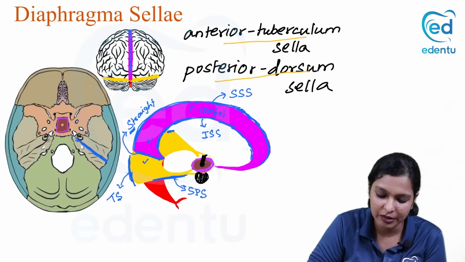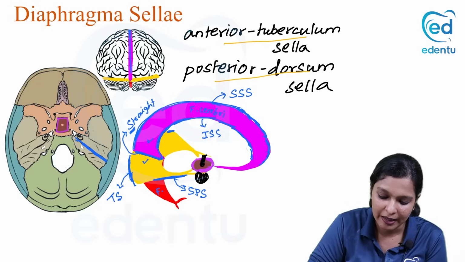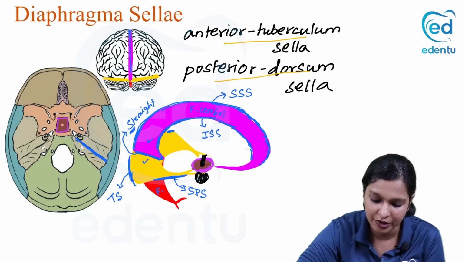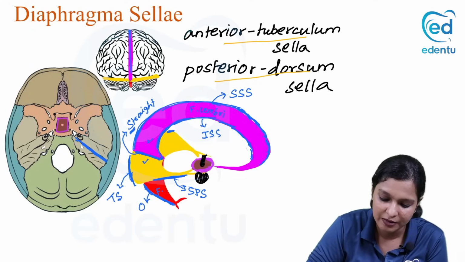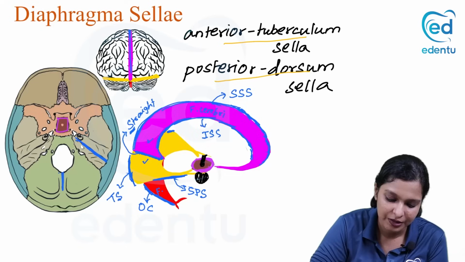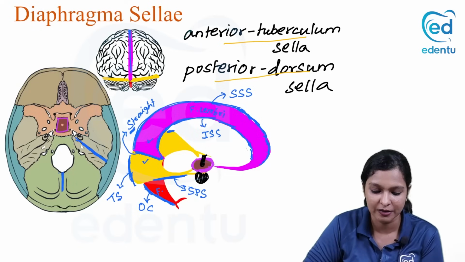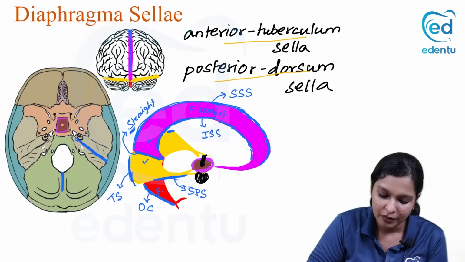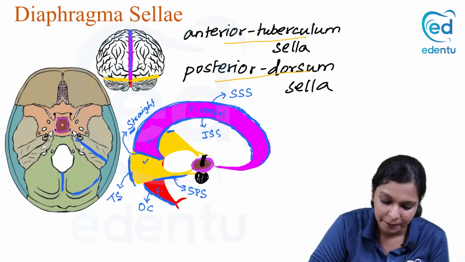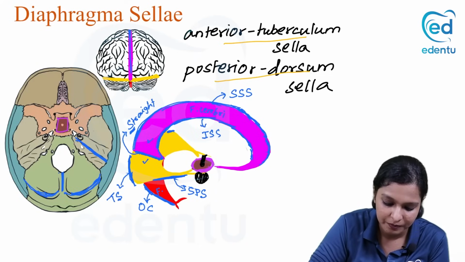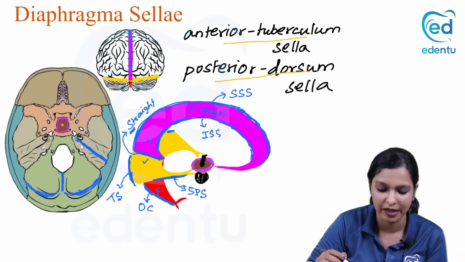Now related to the falx cerebelli, this red structure, in its posterior aspect, you have a sinus called the occipital sinus. In this region, we have the occipital sinus. This is where the transverse sinus will be, the posterior attached border. That is where the transverse sinus will be.